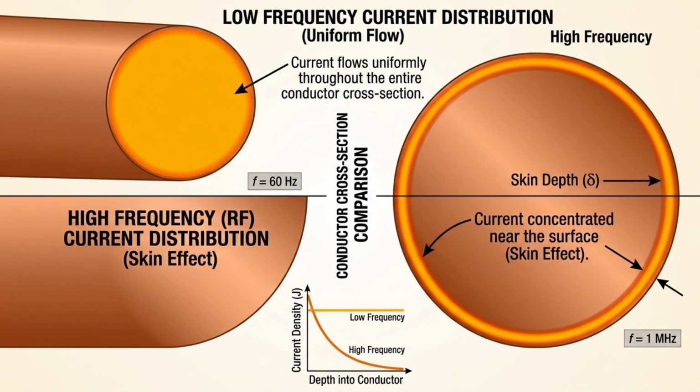Copper is an excellent conductor. So if a wire becomes thicker, shouldn't all of that extra metal carry more current? At low frequencies, the answer is yes. But at RF frequencies, something surprising happens. Current begins to crowd near the surface of the conductor, leaving much of the interior barely used. This phenomenon is known as the skin effect.